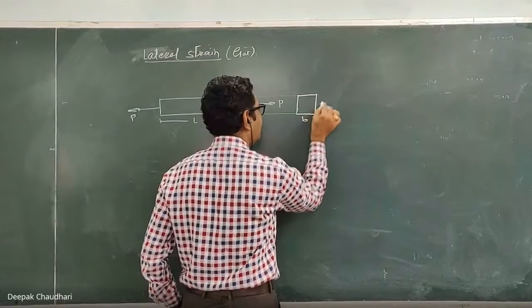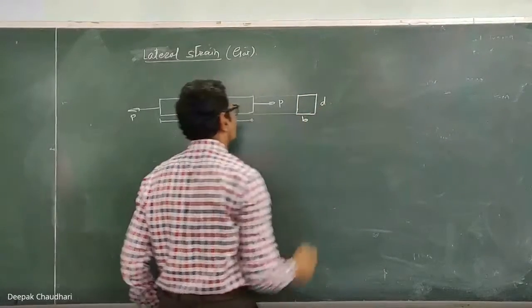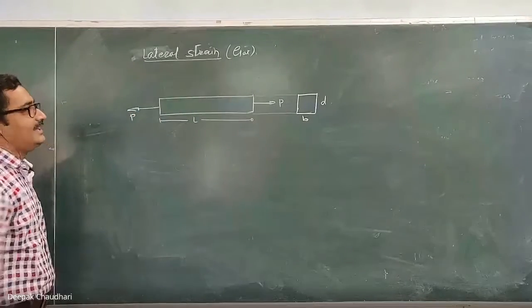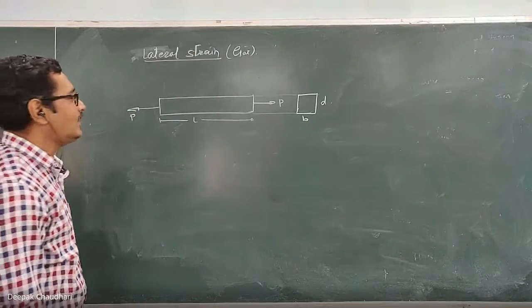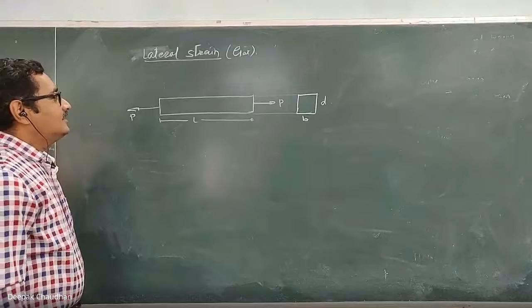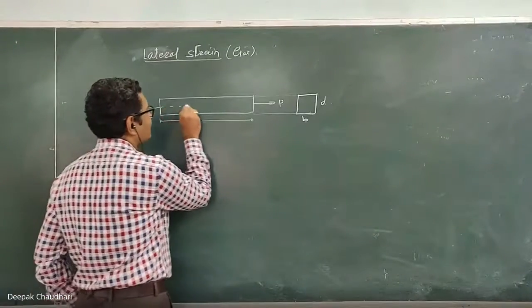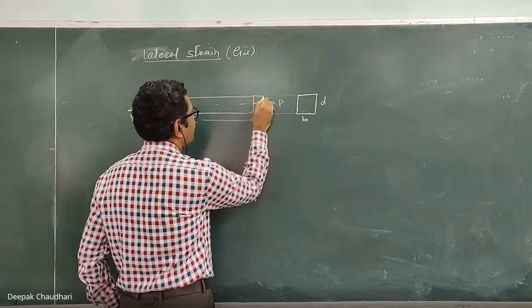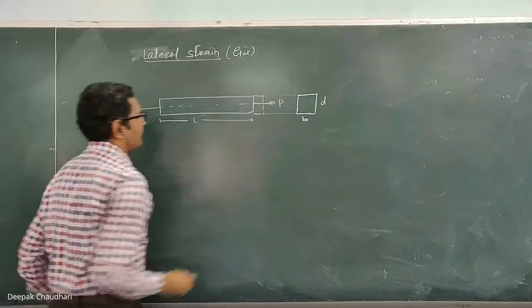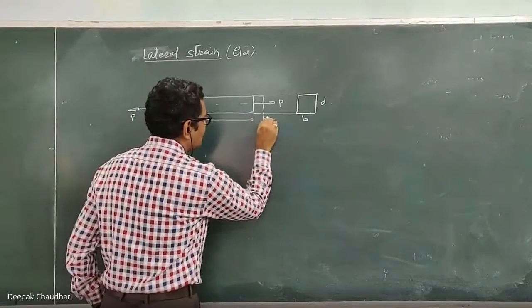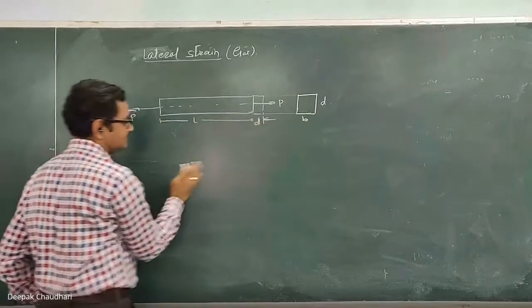Let this be the breadth B and this the depth D, or you can say thickness. L is the length. Now up till now we know that when the axial force P is applied, there will be a linear deformation of this material. We denote this as delta L.